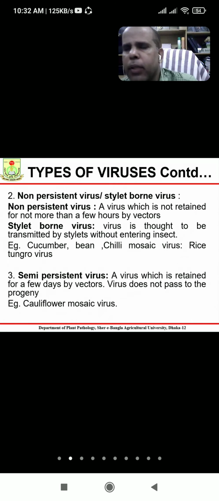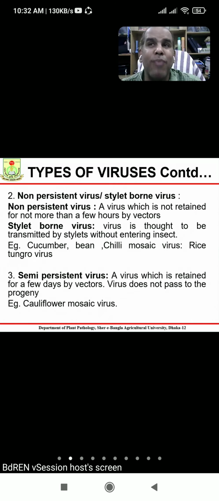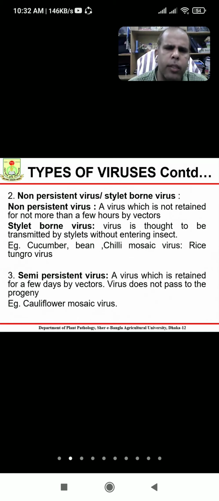Non-persistent type means the virus persists for a very short time, and that type of virus is basically transmitted through the stylet of the insect. That is why it is also called the stylet-borne virus. So this is a virus which is not retained for more than a few hours by the vector.